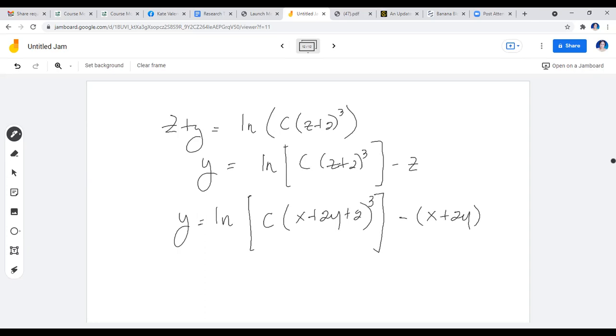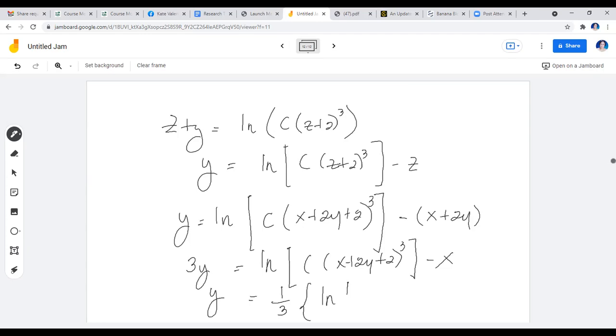So this is negative x minus 2y. So I'd rather place the minus 2y in here. So this becomes 3y positive because this makes it positive, equal to the ln of c times (x plus 2y plus 2) raised to 3. Okay, you have that. And of course the x, so minus x. Now, if you want to transfer the 3 in here, that could be done. So you have y is equal to 1/3 times the ln of c times (x plus 2y plus 2) cubed. And then you have minus x.